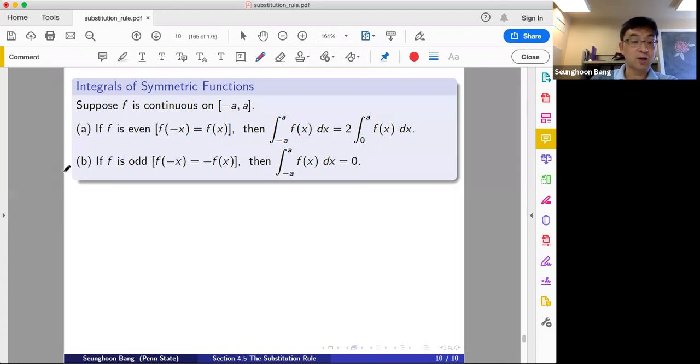Let's think about it. Here, case A, f is even. What does that mean? The graph of f is always symmetric about the y-axis. Symmetric about the y-axis.